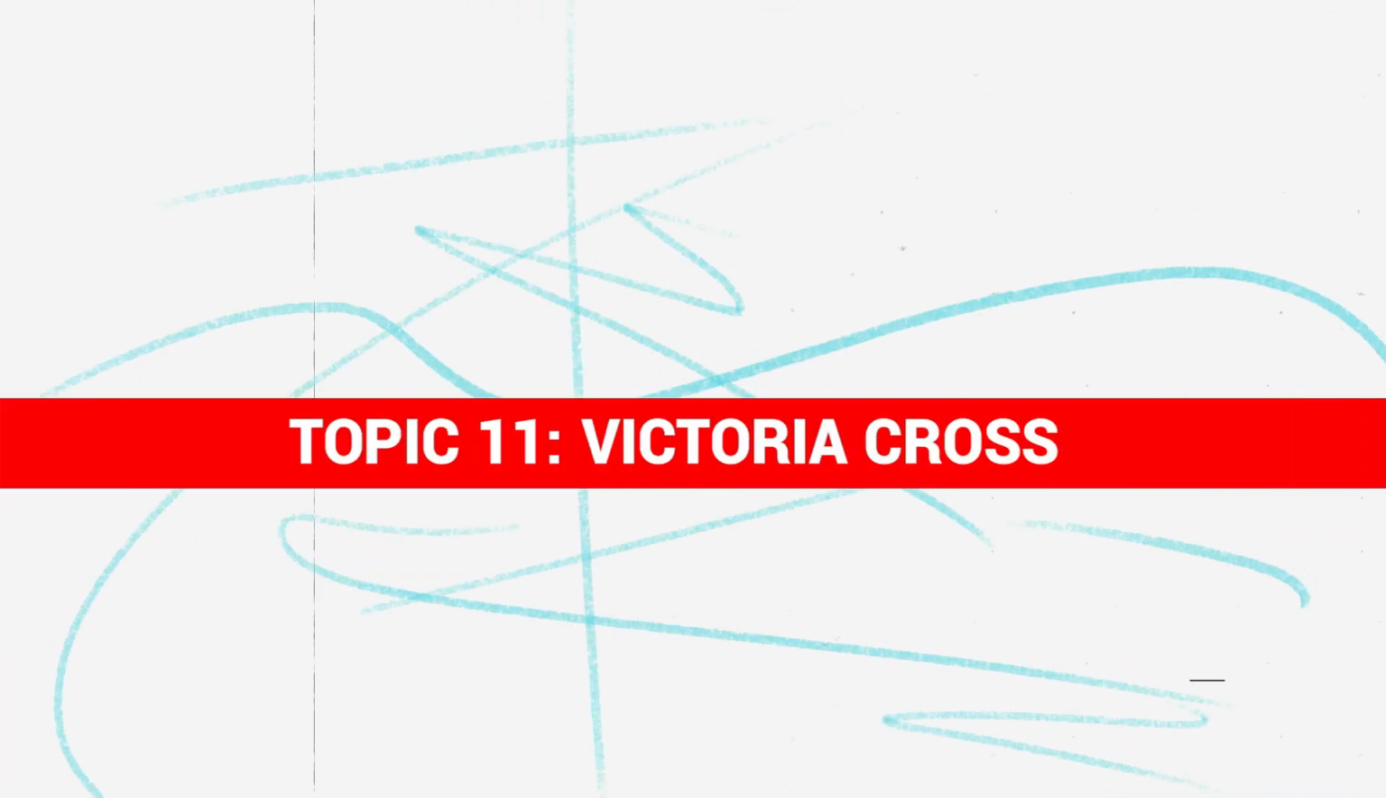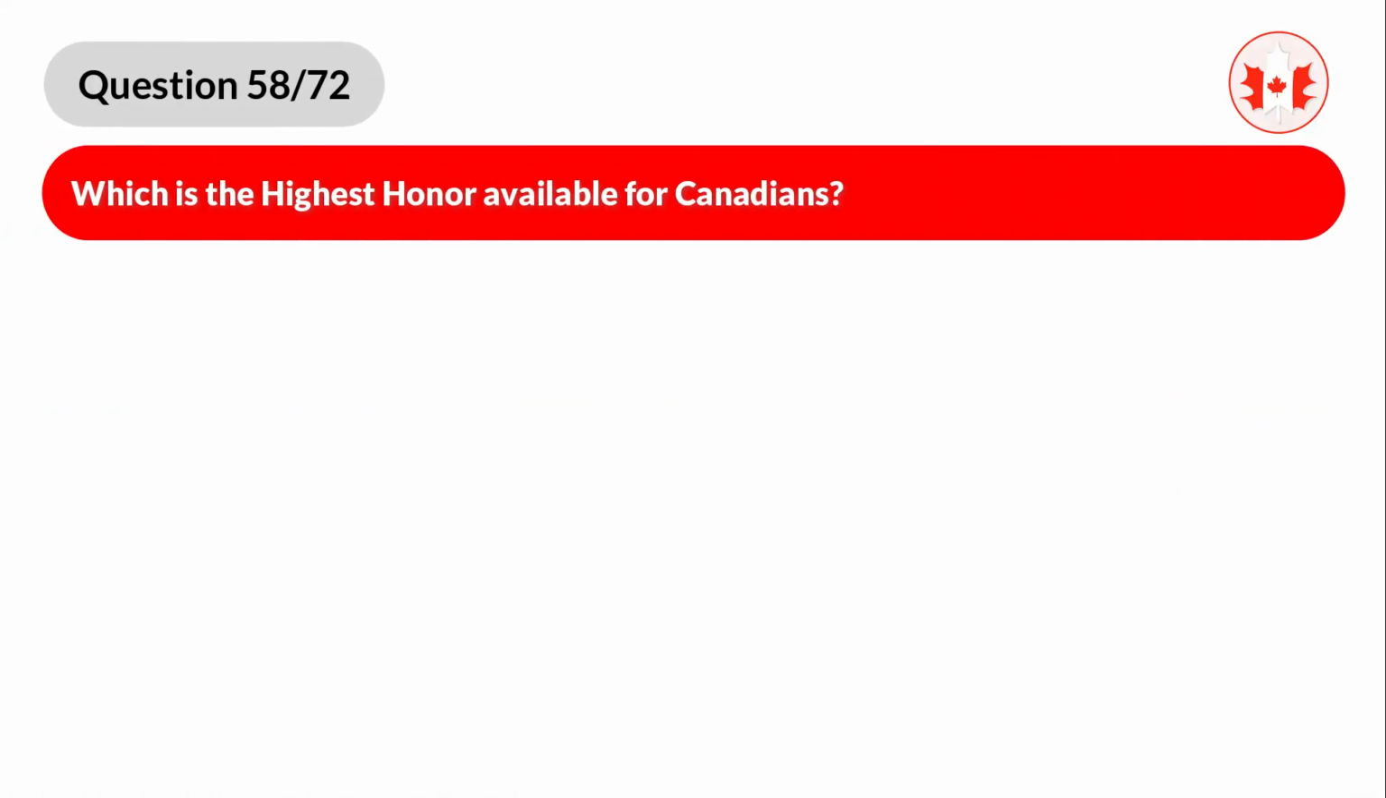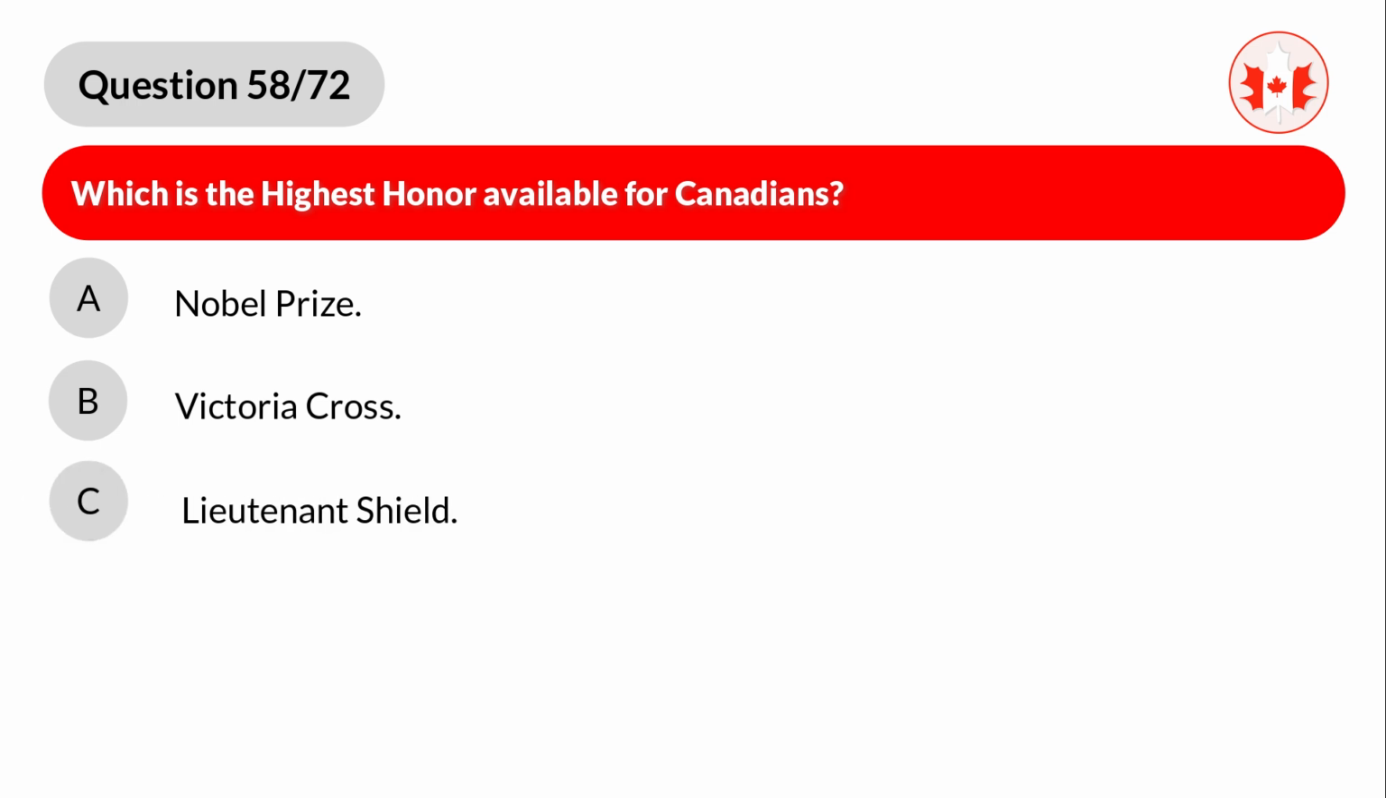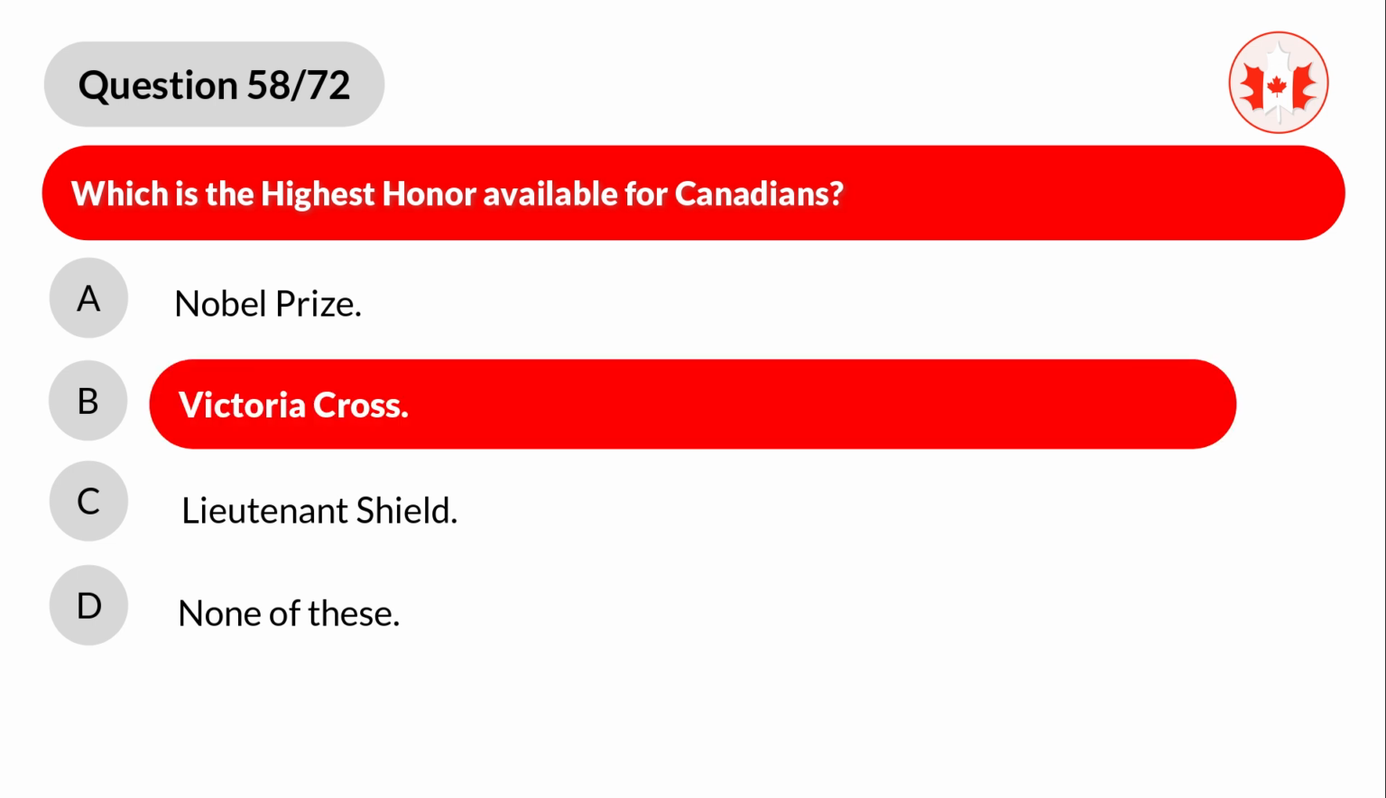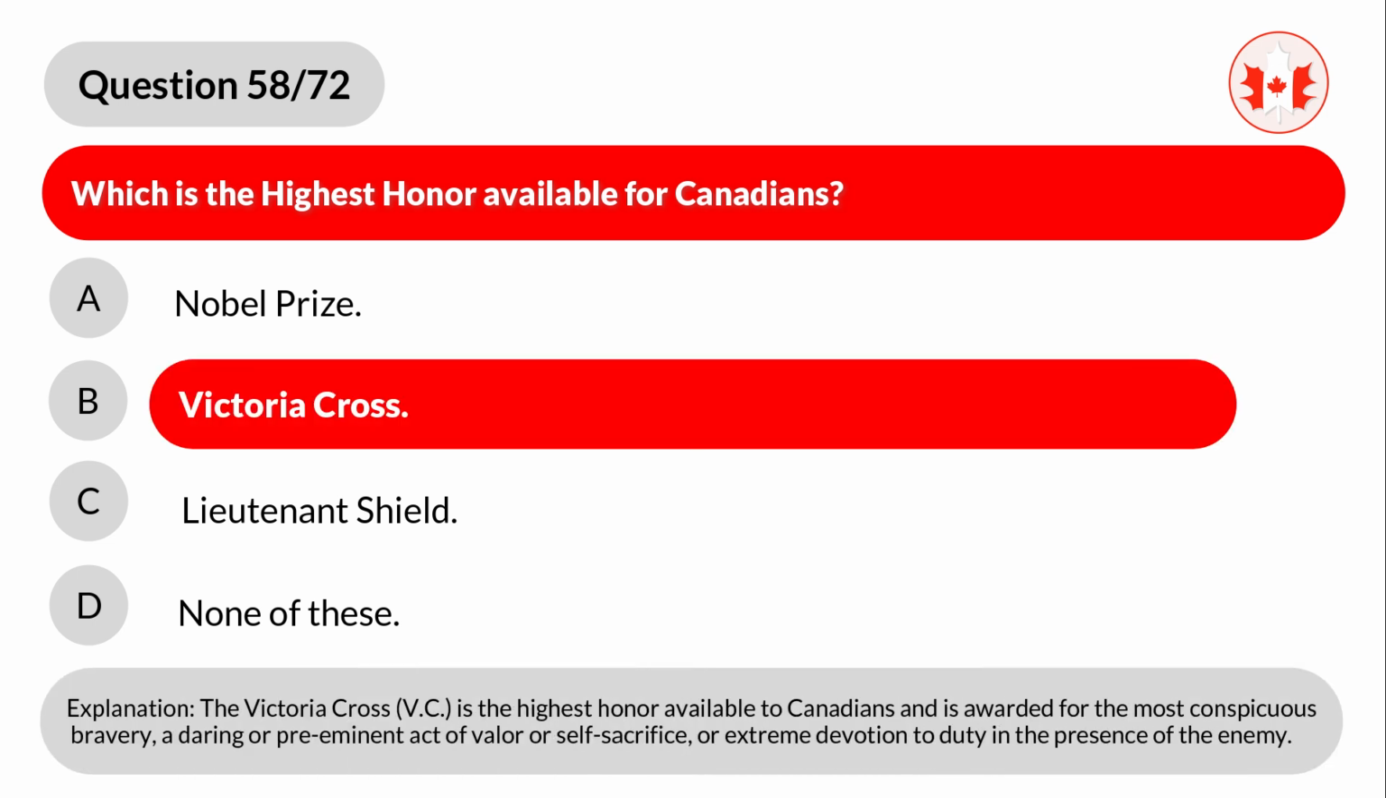Victoria Cross. Question 58. Which is the highest honor available for Canadians? A. Nobel Prize. B. Victoria Cross. C. Lieutenant Shield. D. None of these. The correct answer is B. Victoria Cross. Explanation: The Victoria Cross, VC, is the highest honor available to Canadians and is awarded for the most conspicuous bravery, a daring or preeminent act of valor or self-sacrifice, or extreme devotion to duty in the presence of the enemy.